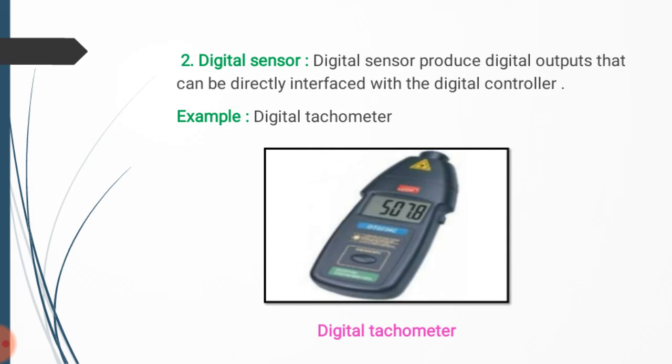This is the digital sensor, which can be directly interfaced with the digital controller. Some sensors are directly interfaced with the digital controller. So this is the digital sensor which has an output signal in a discrete manner, that means it does not give a continuous output signal. So depending on the output signal, there are two types of sensor, the digital and the analog sensor.